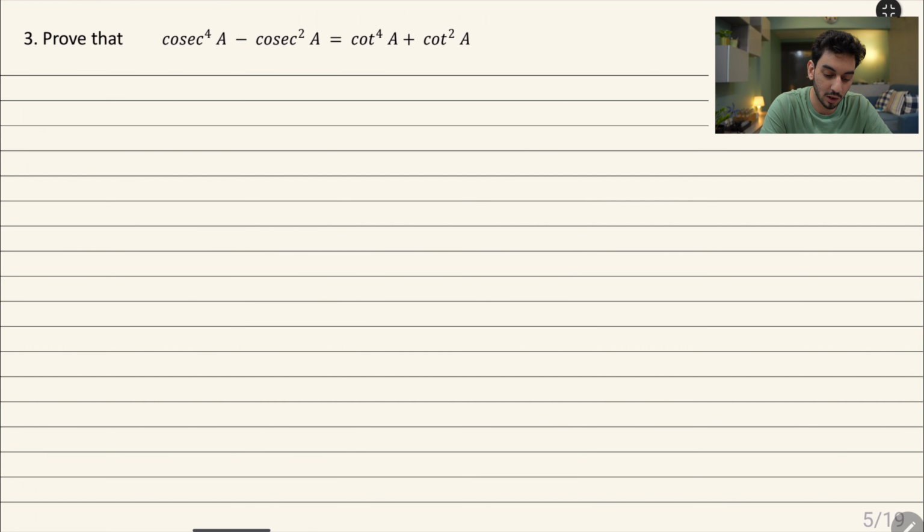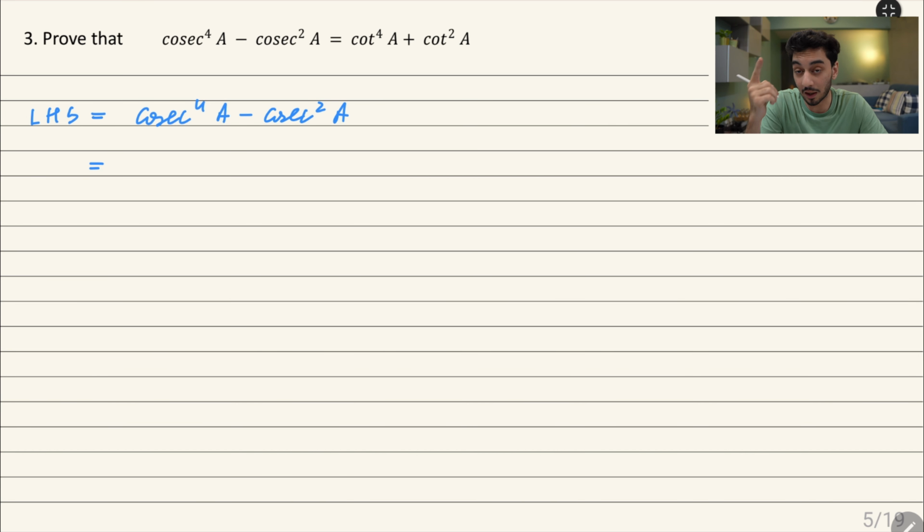Okay, next question. This one says prove that all of these is equal to that thing. I would obviously start with the left hand side because the trigonometric ratio looks bigger to me. So the left hand side is cosec raised to 4A minus cosec square A. I started with my left hand side. Now, do I see any trigonometric identities? Kind of yes. Do I see any algebraic identities? Not really. So I should basically use trigonometric identities.